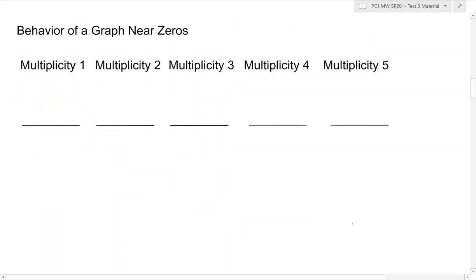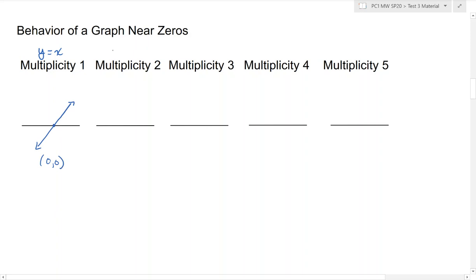All right. Behavior of a graph near zeros. I've written different multiplicities here. So I want to do a very easy example here. y equals x is an easy graph here, and your y-intercept is (0, 0). Okay.